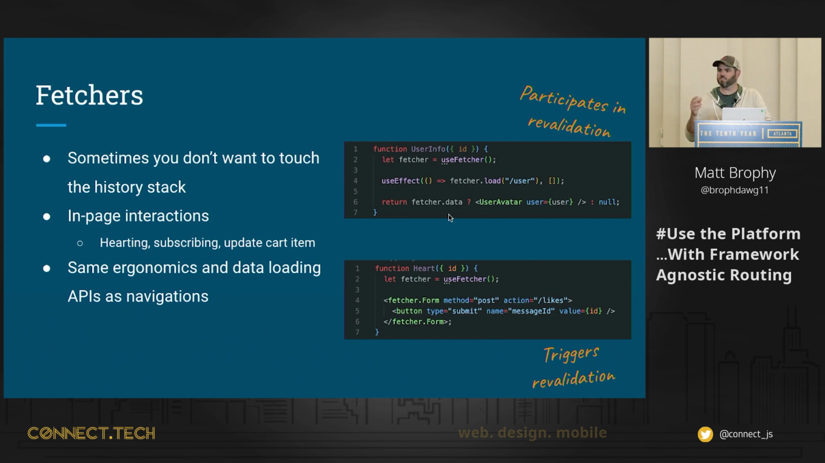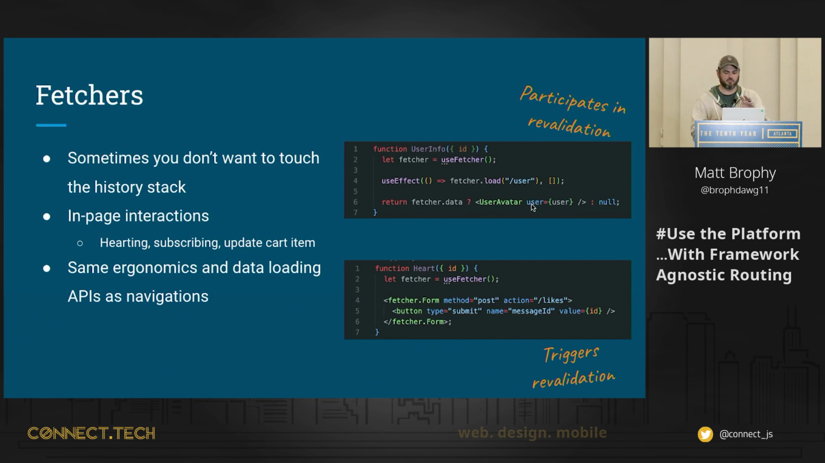Fetchers have state on them, just like a navigation, so you know if it's idle or loading or submitting. So you can do local spinners based on that as well. The nice thing too is that fetcher loads participate in revalidation. So if you've loaded data via a fetcher on your page and you make a change from a form anywhere else, that fetcher is going to rerun its loading call and load the fresh data.